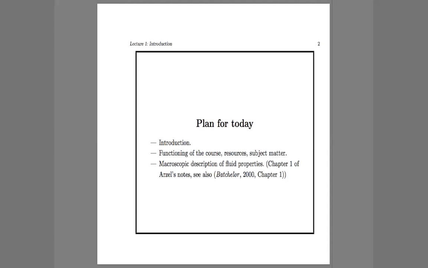So the plan for today is that I'll introduce the class and how it works, and then we'll get started on the topic of fluid mechanics, starting with a basic description of the macroscopic properties of a fluid.